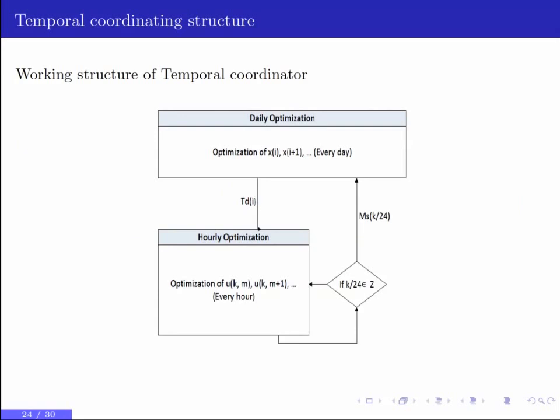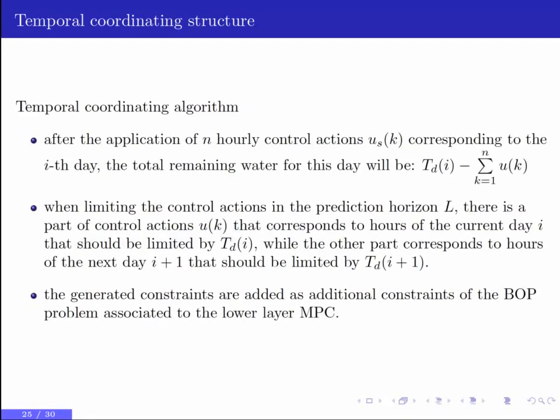Here is the working structure of the temporal coordinator. In every origin time, here 24 hours, the transportation layer will provide mirror disturbance to the supply layer. After optimizing, the supply layer will produce constraints of management policies for the transportation layer. And a general description of this coordinating algorithm is also provided.